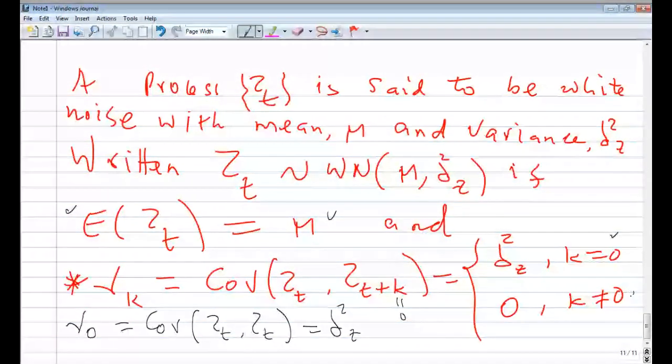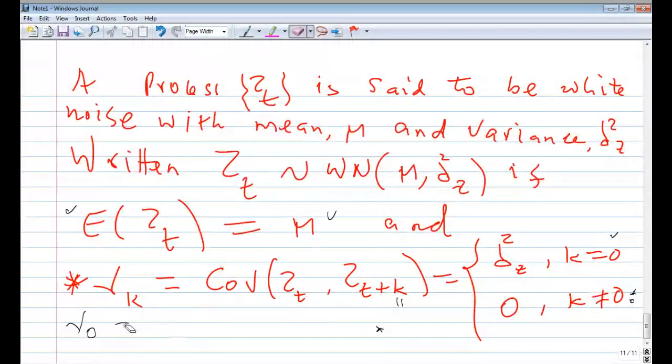You get that? This is what we're trying to explain. Now, let's come to the second one. Let me erase this part so that I can explain the second one. Now, if we set k to be equal to 1, then this gamma k now becomes gamma 1, isn't it? And then you're going to have the covariance of Z_t and Z_t plus 1. Are we together?